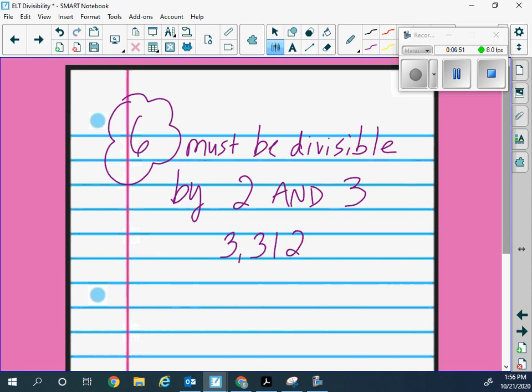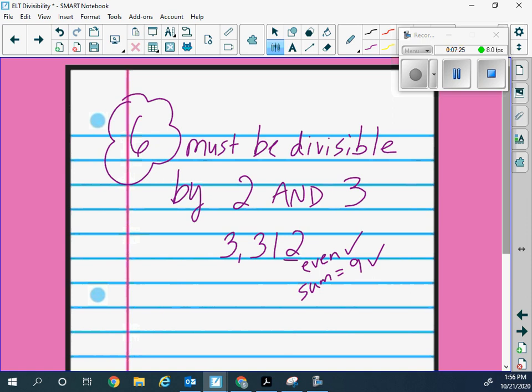3,312. Okay, so first, is it even? Check. Second, I need the sum. 3 plus 3 is 6, plus 1 is 7, plus 2 is 9. The sum is 9. 9 is divisible by 3. So therefore, it's divisible by 2 and 3. So then it would also be divisible by 6. Does that make sense? And hopefully that makes sense because 2 times 3 is 6.